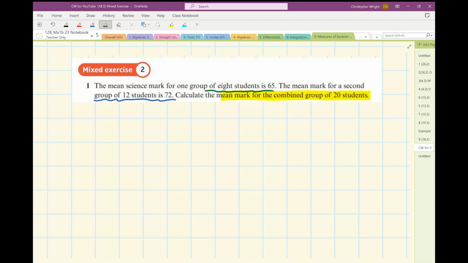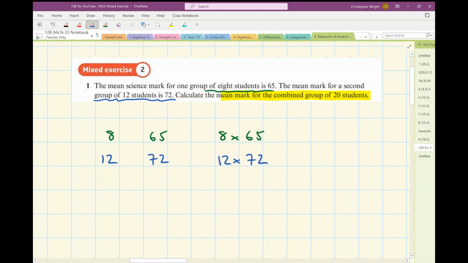So the first group has got 8 students and a mean of 65, so the total marks scored by that group is 8 times 65. The second group has 12 students and a mean mark of 72. So 12 times 72 will give me the total marks scored by that group.